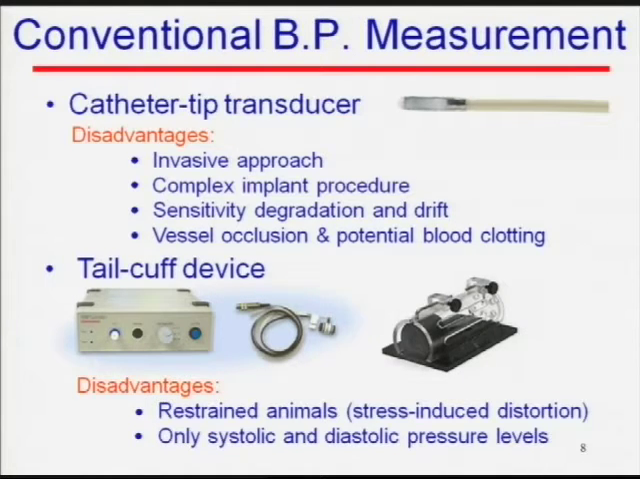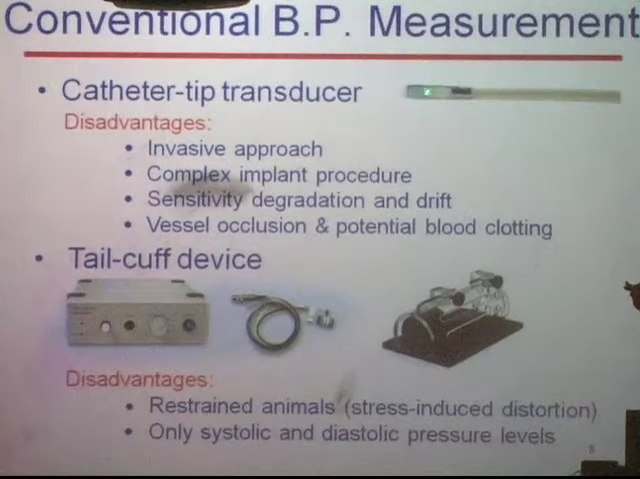This is the catheter tip transducer, with a dimension on the order of millimeter size, that you insert by breaking the vessel and placing the catheter tip inside the vessel. The disadvantage is that it's an invasive approach. It requires rather complex implant procedures. At the tip of this catheter there is a pressure sensor, and it has wires going out to interface with the circuits to get an electrical signal representing the pressure information. However, this type of commercially available device suffers from sensitivity degradation and drift over time.